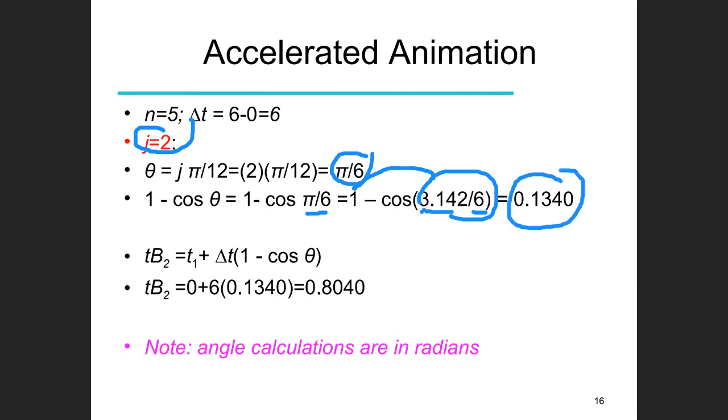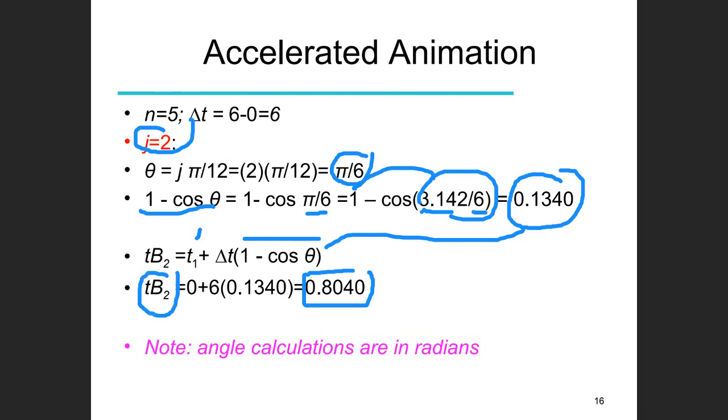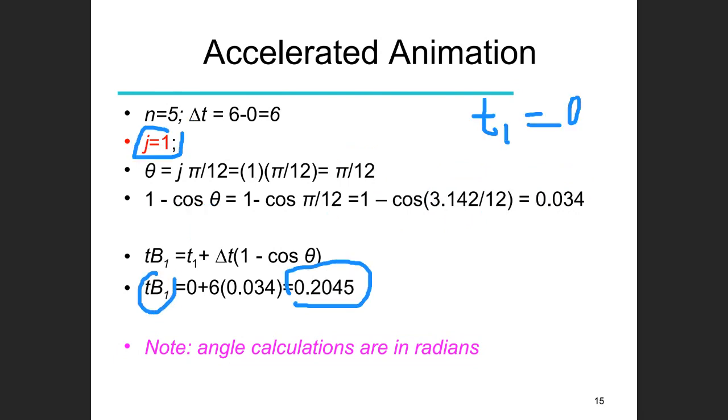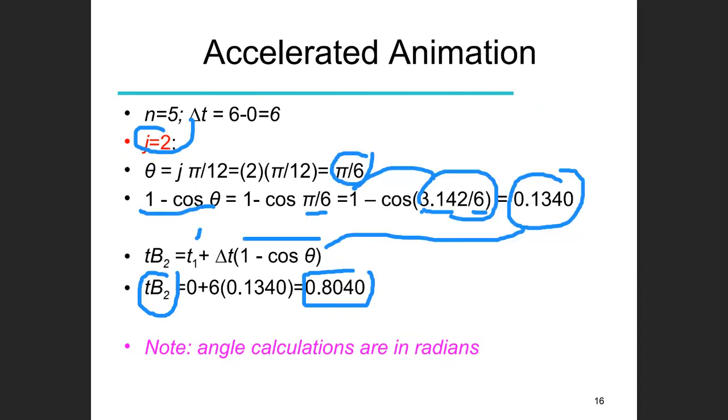Once we know the value of 1 minus cosine theta, we can compute the time for the second in-between, TB2, equal to T1, which is fixed, plus delta T, which is fixed, times 1 minus cosine theta, which is coming from here. We substitute and get the value 0.804. So the second in-between will be inserted at the time 0.80. Again, recall T1 was equal to 0, the time for the first keyframe. TB1, the time for the first in-between frame, is 0.2. The time for the second in-between is 0.8. So this is gradually increasing.